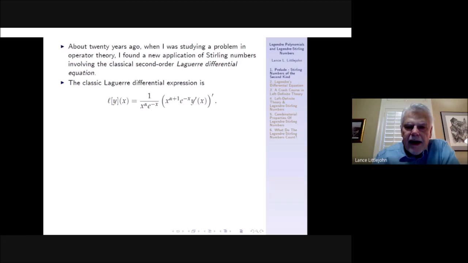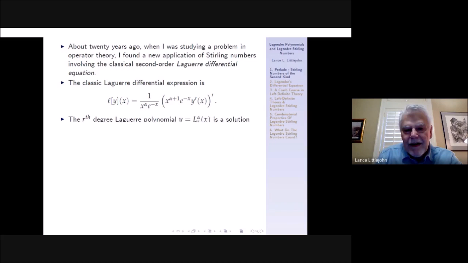So about 20 years ago, when I was studying a problem in operator theory, I discovered a new application of Stirling numbers of the second kind that involved the classical second-order Laguerre differential equation. Now, there's the classical Laguerre expression. I've written it in what is called Lagrangian symmetric form. It's not clear why I did this yet, but I'll try to make this clear later on.